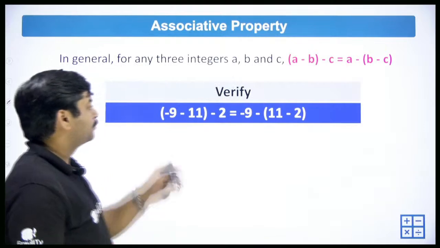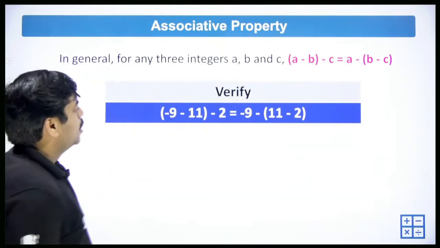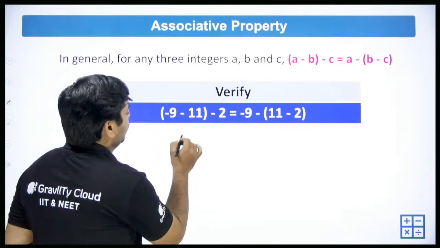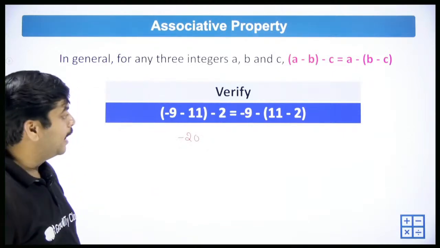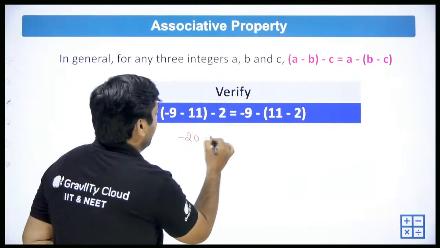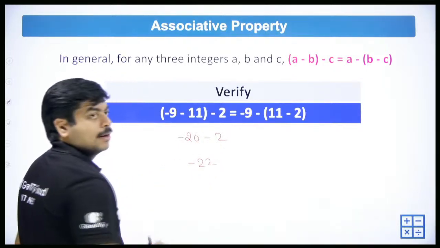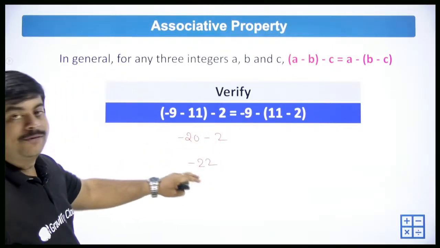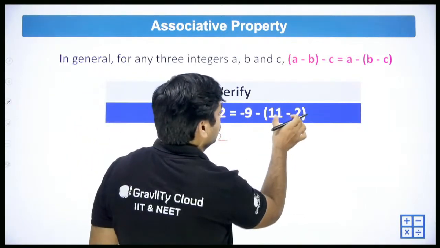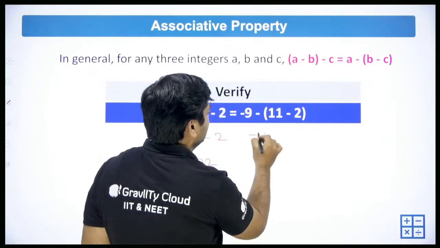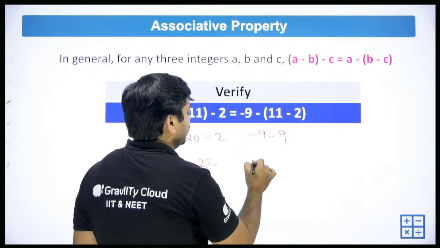So what can we say? Let me try to take the same example with all the negatives. Minus 9 minus 11 will give you minus 20, and then minus 2. Minus 20 minus 2 will give you minus 22. What about this one? 11 minus 2 is 9. Minus 9 minus 9 becomes minus 18.